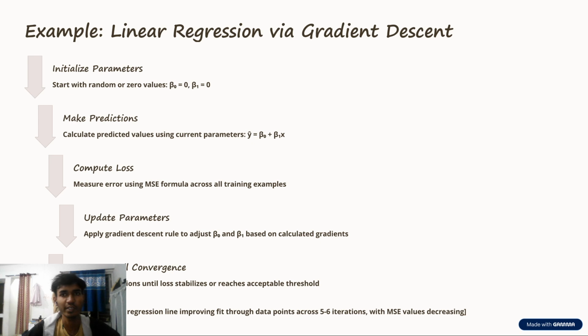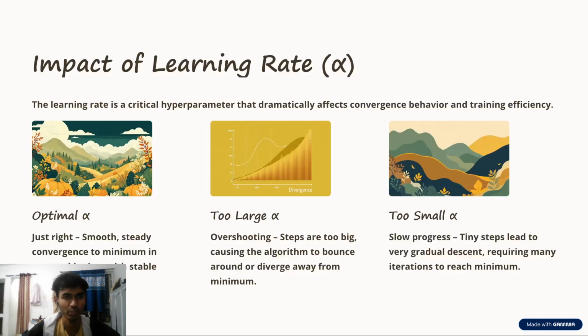Linear regression via gradient descent. Initialize parameters: start with a random or zero value, beta naught equals 0, beta 1 equals 0. Make predictions: calculate predicted values using current parameters. Compute loss: measure error using the MSE formula across all training examples. Update parameters: apply the gradient descent rule to adjust beta naught and beta 1 based on the calculated gradient. Repeat until convergence: continue iterations until the loss stabilizes or reaches an acceptable threshold.